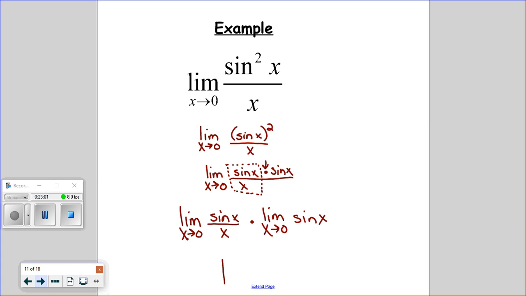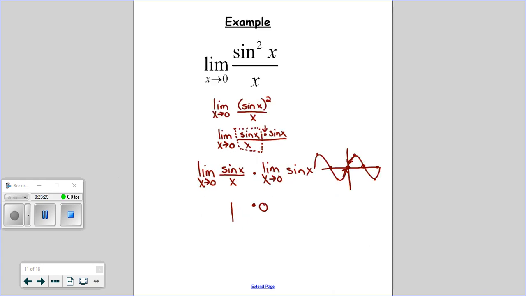Second one, limit as x approaches 0 of sine of x. This is where I've got to do a real quick reminder. Make sure we all remember what sine of x looks like. Remember your sine of x graph. You guys remember doing all of this second semester last year, and it looked like this little guy right here. Looks familiar? Okay. Well, as we approach 0 from the right and from the left, that graph is headed towards 0. So the limit as we approach 0 would also be 0. Well, 1 times 0 is 0. Questions on that?